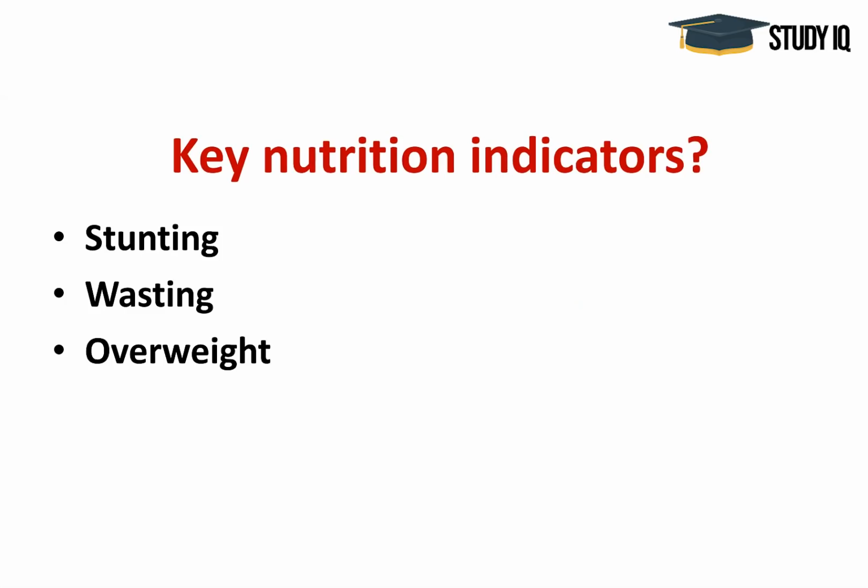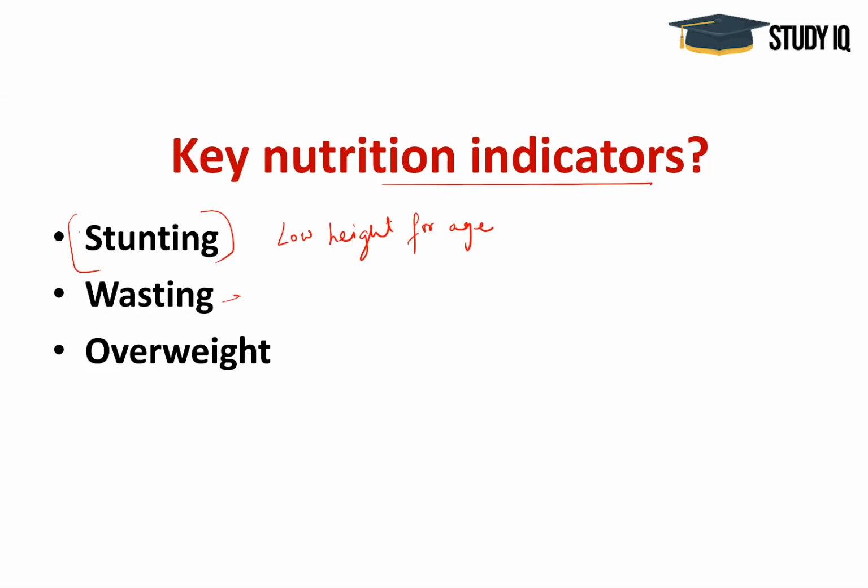Okay, so now we'll see the key nutrition indicators. So first indicator is stunting. So what is stunting? You should be clear with the facts. Stunting is low height for age, and it is caused by long-term insufficient nutrient intake and frequent infections.